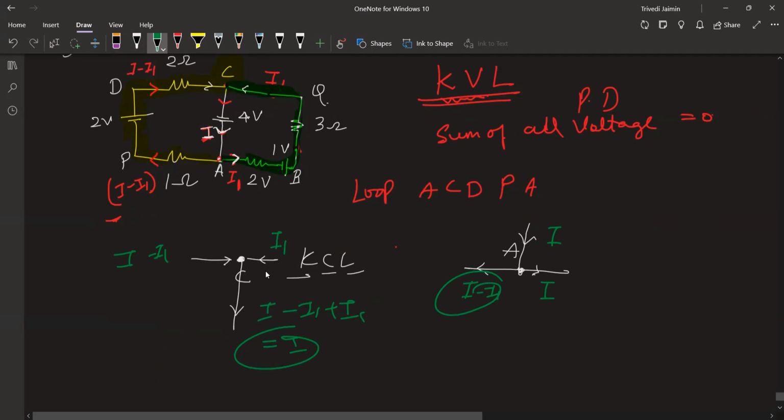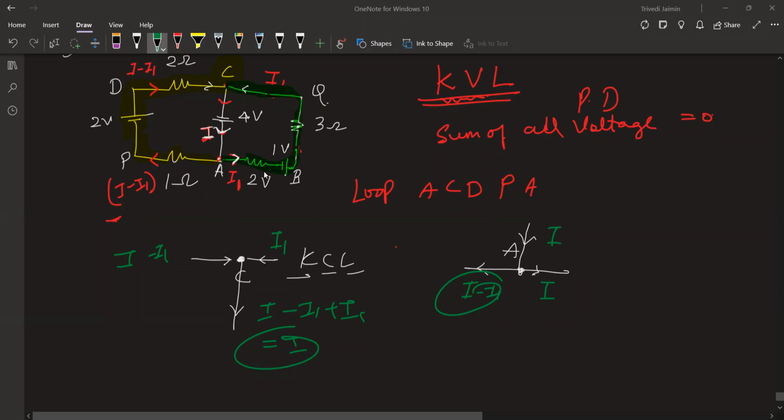Now clear? Yes, sir. Everyone? Yes, sir. Current clear? Then we will solve. It's not yet over. I'm just showing you current first. Step by step we are going. This step clear, everyone? Can you understand now how current is joining and how it is dividing? Everyone? Yes, sir. Anyone having doubt?